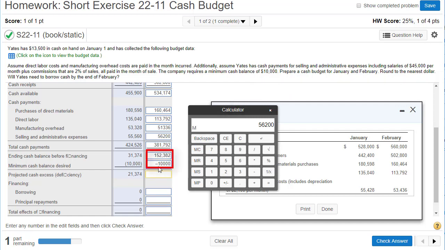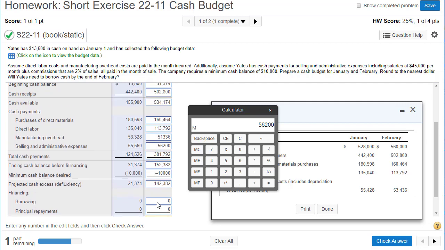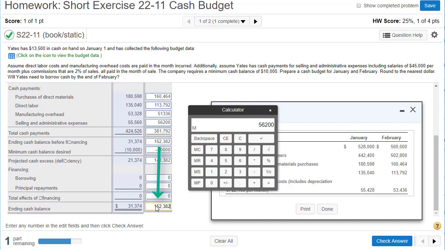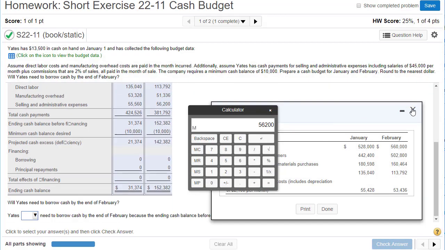And so how much excess do we have? If we want to have a minimum of $10,000, then we have an excess of $142,382. So do we need to borrow? No, because we want a minimum of $10,000. We got way more than that. So 0, 0, 0. So what's our ending cash balance? Our ending cash balance is the same as this number here, $152,382. Fantastico.